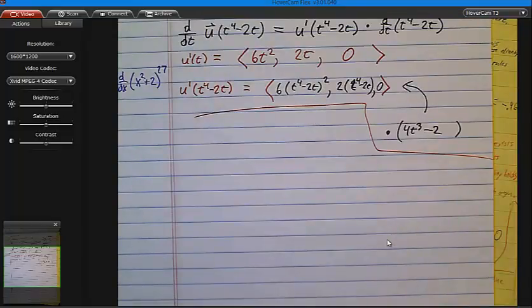Anything else before I go to 13.8? 13.8, I wrote down question 43. Let's see what that's all about.